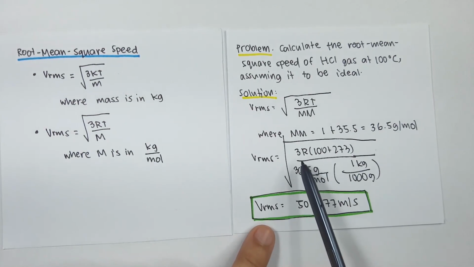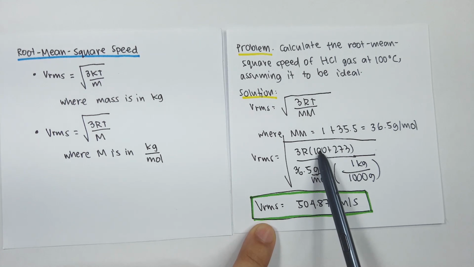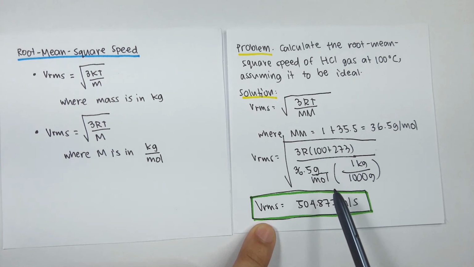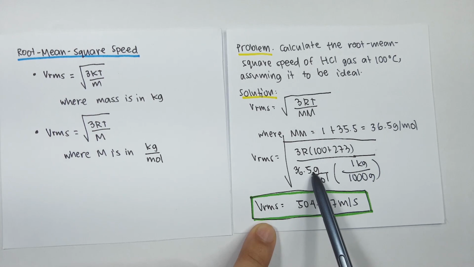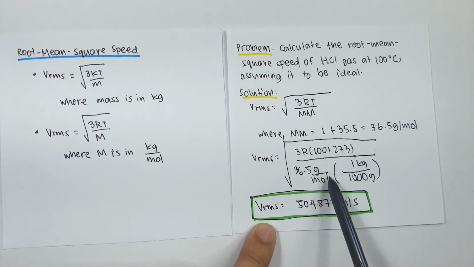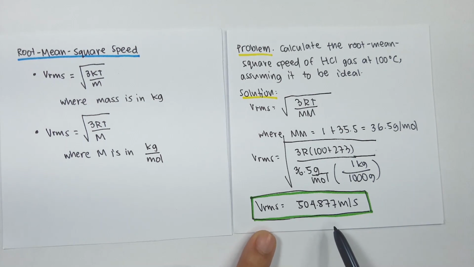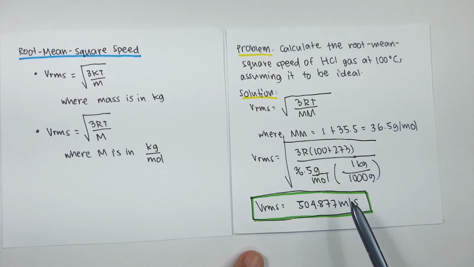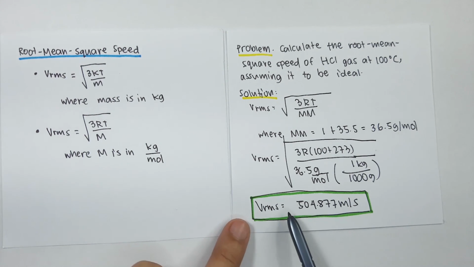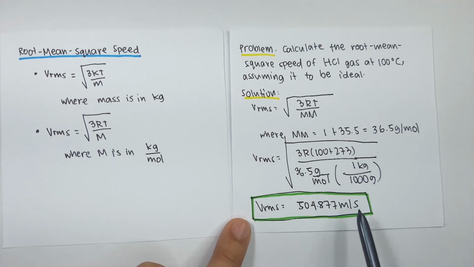Okay, so we have VRMS is equal to square root of 3RT times 100 plus 273 para Kelvin. Kasi di ba dapat absolute temperature yung gamitin. And then divided by 36.5 grams per mole times 1 kilogram over 1,000 grams. Kasi di ba dapat naka-kilogram per mole yung molar mass mo for this equation. So calculate, you get VRMS is equal to 504.877 meters per second.